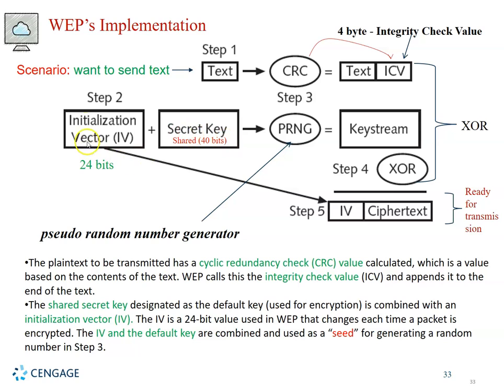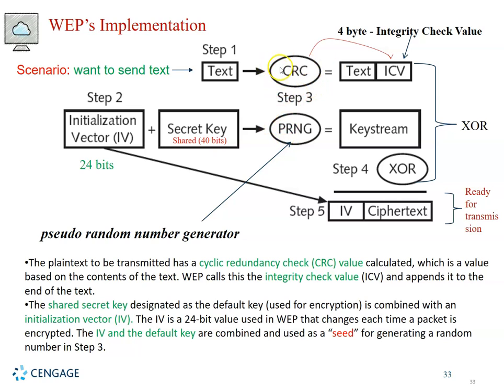There's also something called an initialization vector that you see in step 2. And there's an XOR, exclusive OR calculation, that's done here in step 4. And ultimately in step 5 we have the initialization vector plus the ciphertext that has gone through this process.